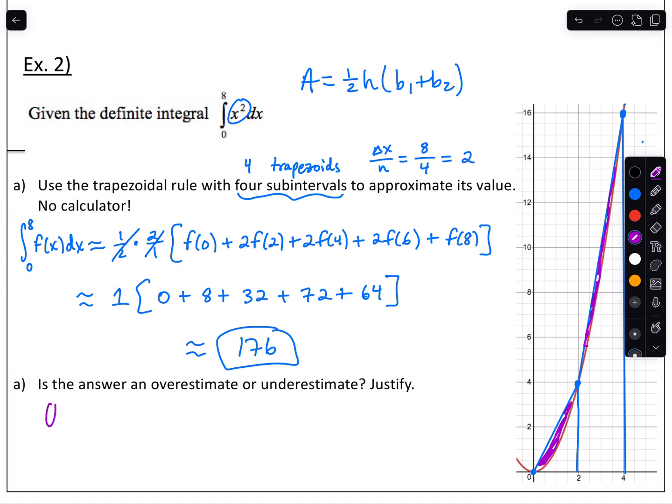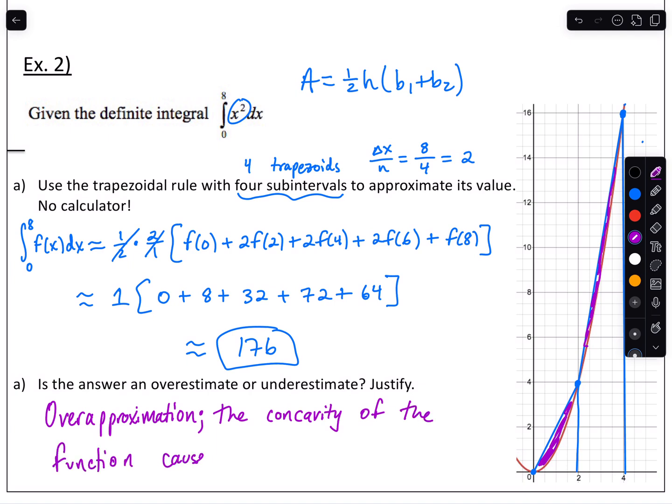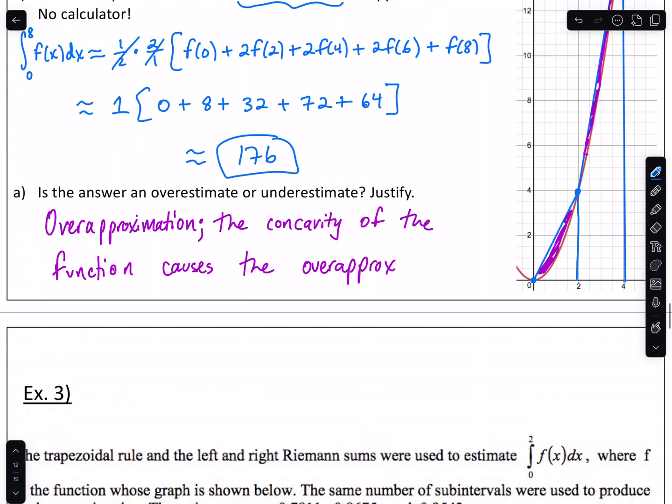So if I was going to write it out, I would say that there's going to be an over approximation. And then the reason why, the concavity. So if I'm looking at the function itself, the concavity will be the reason. The concavity of the function causes the over approximation. So different concavity for different functions will cause different things, but in this case, it is going to be an over approximation. All right, so that is example 2. Feel free to pause the video if you want to revisit it.